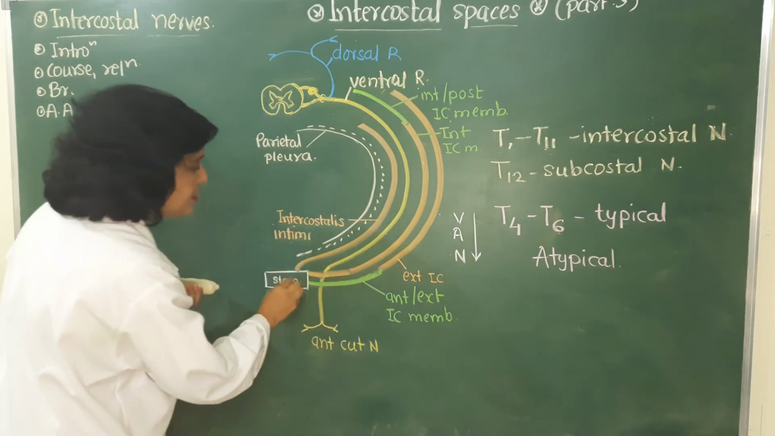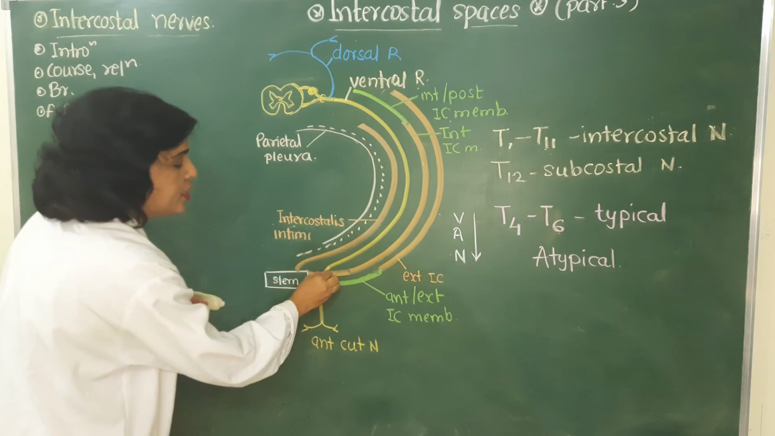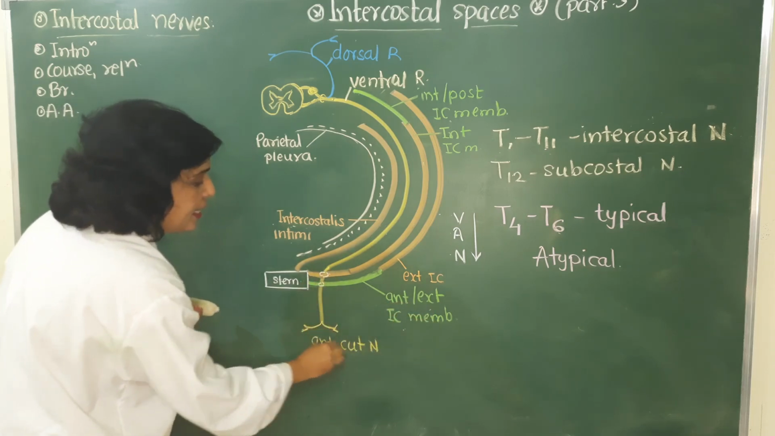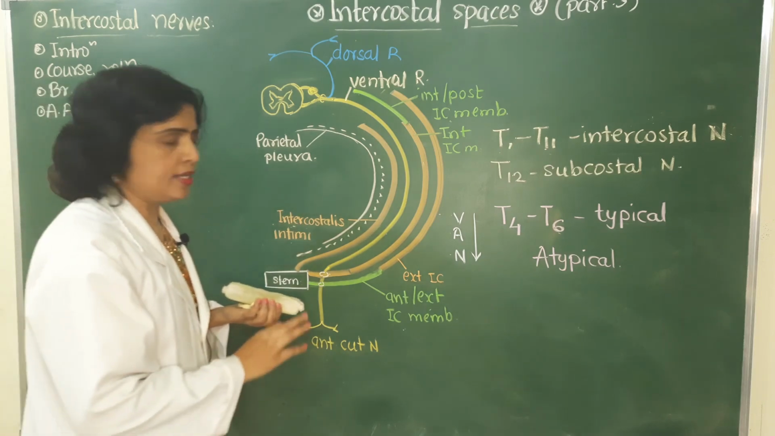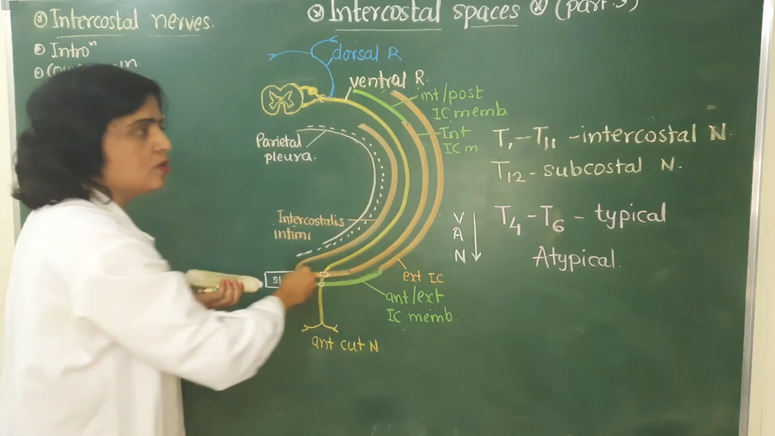When it reaches the sternum, it pierces the internal intercostal muscle, it pierces the anterior intercostal membrane, and then continues as the anterior cutaneous nerve. That is the course and relation of this intercostal nerve.